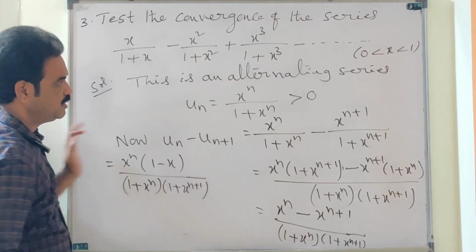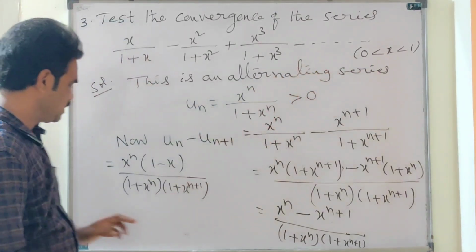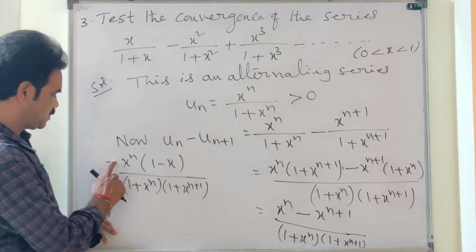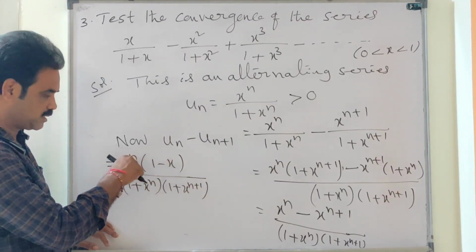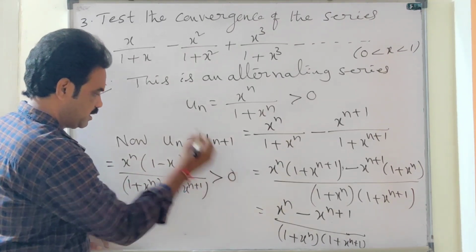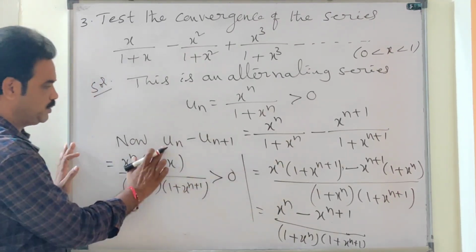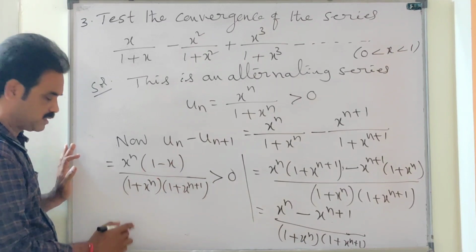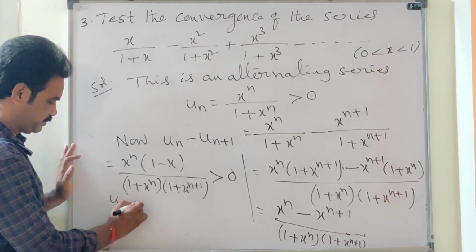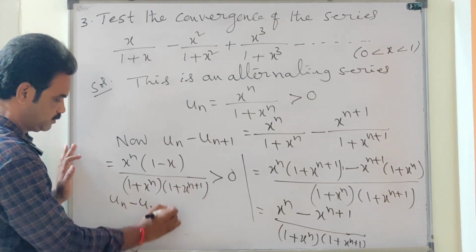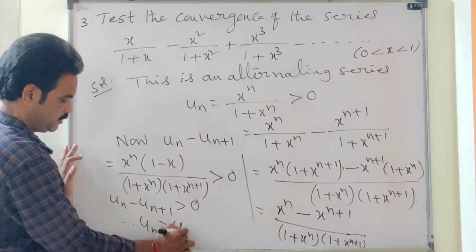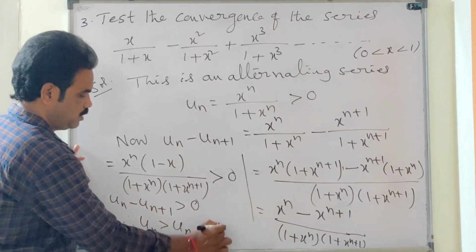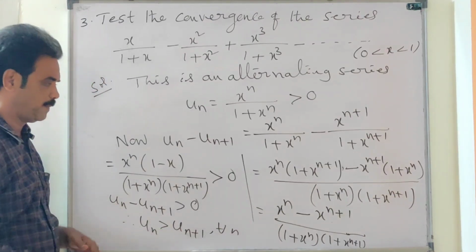Okay, already here x greater than 0, that's why this is greater than 0, x power n greater than 0. Since x less than 1, 1 minus x greater than 0, that means this is greater than 0. un minus un plus 1 is greater than 0. Therefore, un greater than un plus 1 for all n.